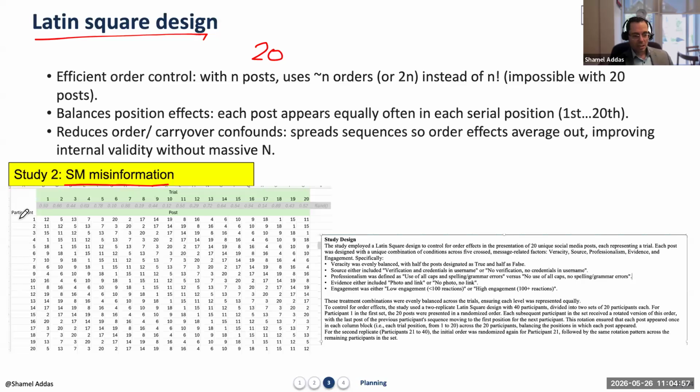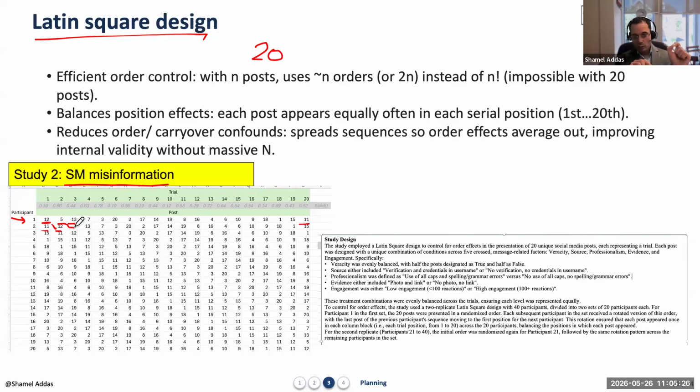Okay, so participant 1 gets to see this order. The first post participant 1 sees is post number 12, and then they see post number 5, and then they see post number 13, and so on. Okay, participant 2, let's just rotate it. So participant 2 starts with 11, which was the last one here. So the last becomes the first, the first becomes the second, the second becomes the third.